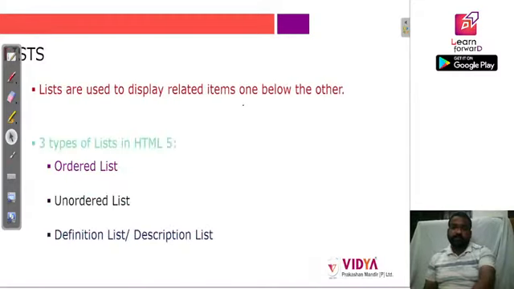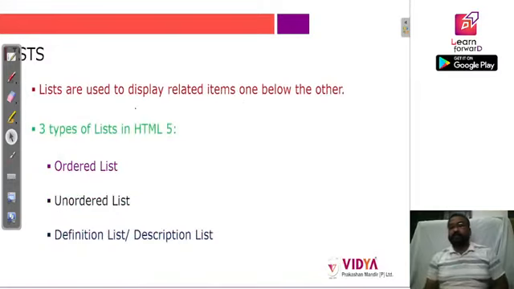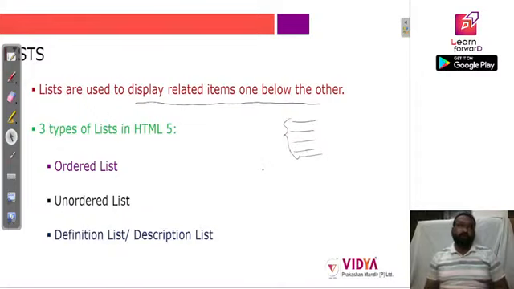So in the list, we have seen lists basically are used to display related items one below the other. You have seen that on your book index, topic wise there are certain lists. That means those topics are related to one another, so we can represent those items as a list in HTML. In HTML5 there are three types of lists. First is ordered list, second is unordered list, and third one is known as either definition list or description list.